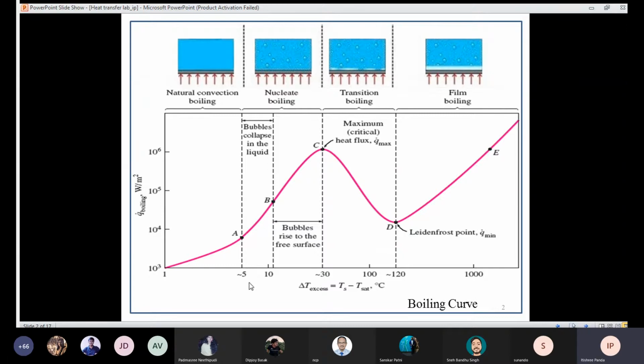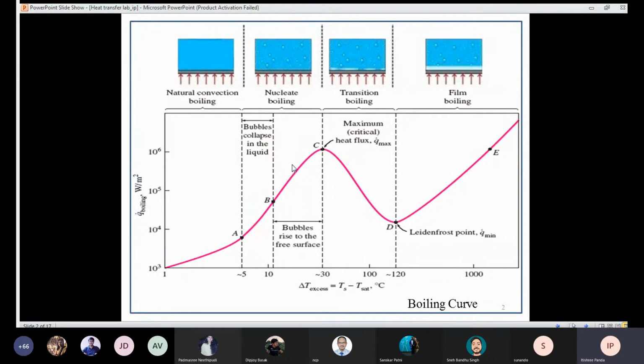If you keep increasing the superheat, a point will come when more and more bubbles are generated and move to the top, with an associated increase in heat transfer coefficient. This region, which we call the nucleate boiling region, is where the bubbles rise to the free surface, and it is associated with a very large value of heat flux. But a point will come where the number of bubbles formed is so large that the rate of formation of bubbles is much more than the rate at which they are released from the surface.